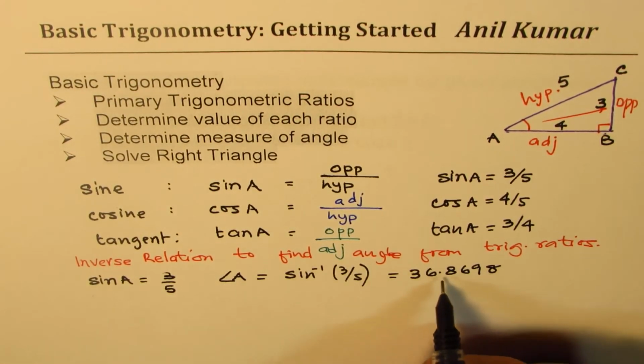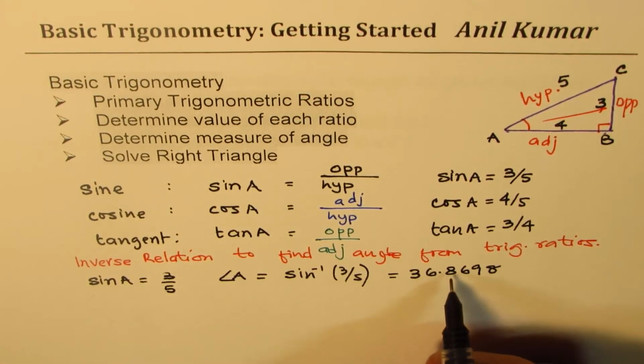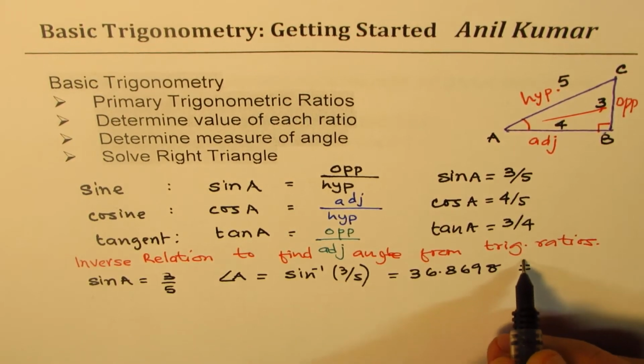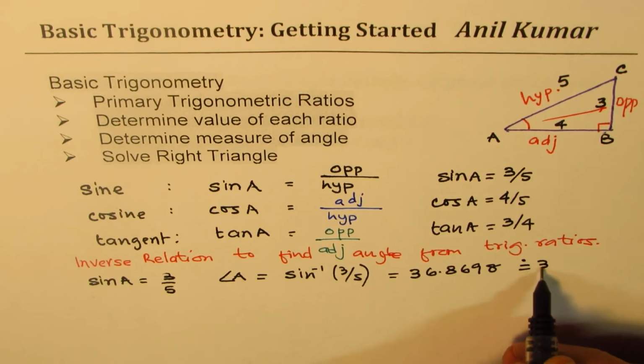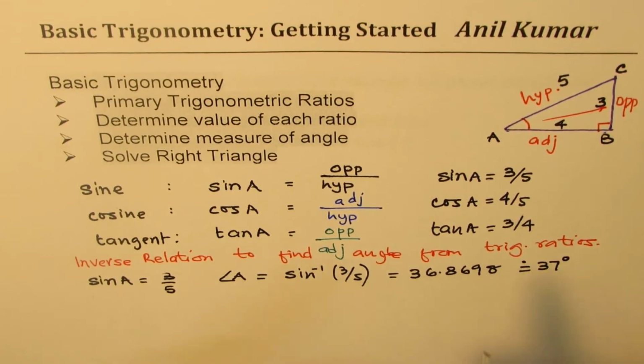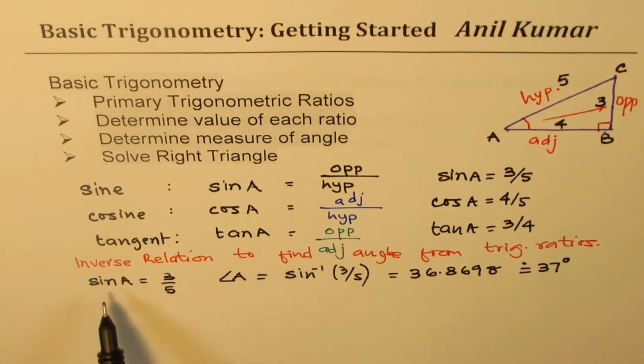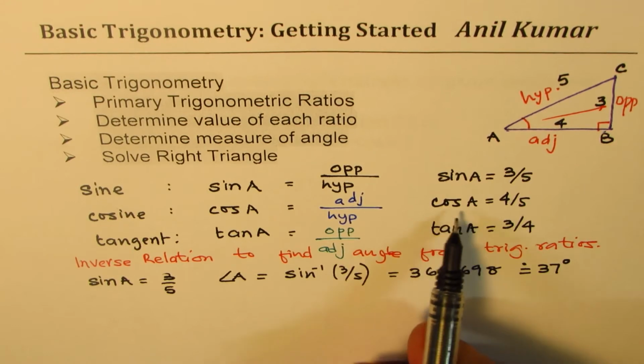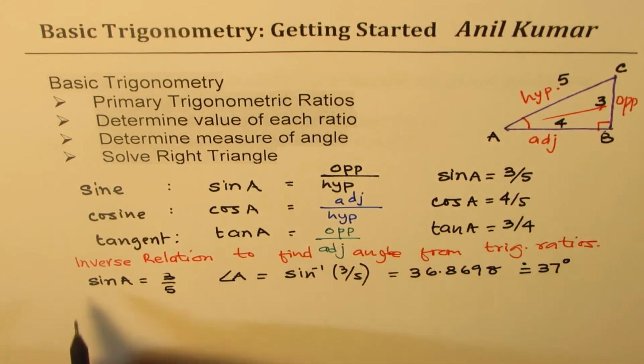Now most of the time we are going to just round it to a whole number or 1 decimal place, right? So let me round this to a whole number. So we'll write this as 37 degrees. So we know that angle A is 37 degrees. We used the sine trigonometric ratio to find that angle. Let me repeat this exercise with cos A and tan A.